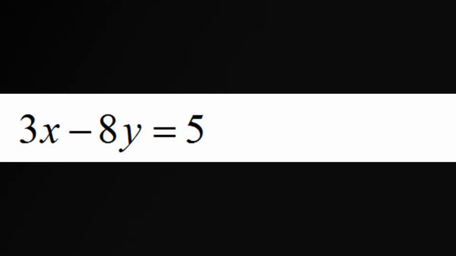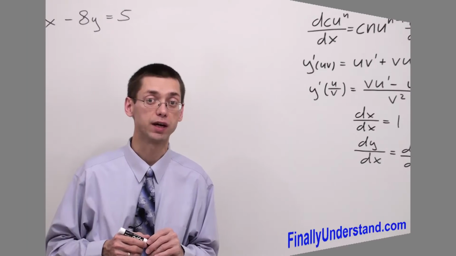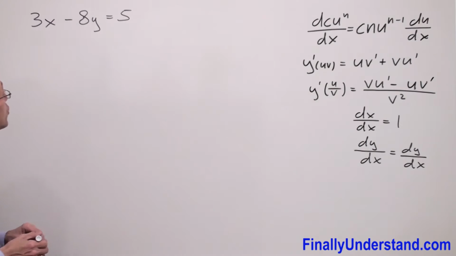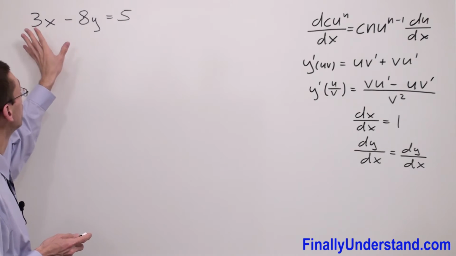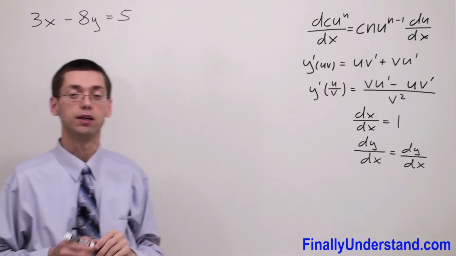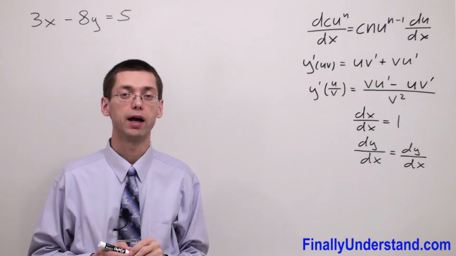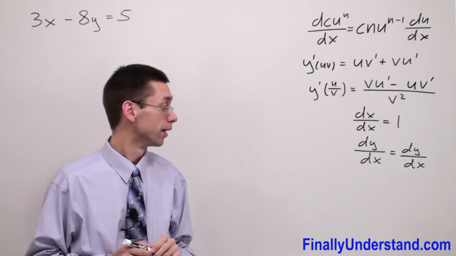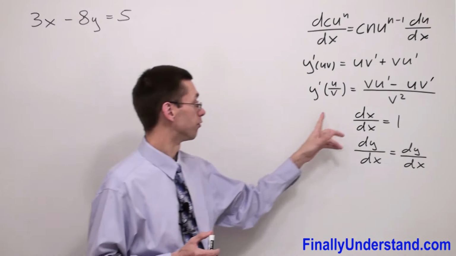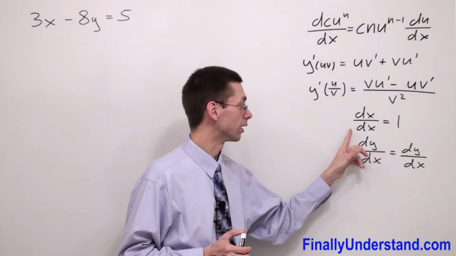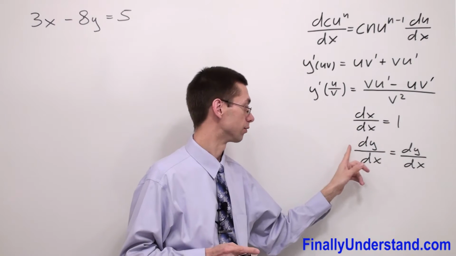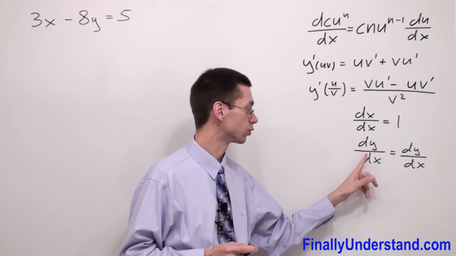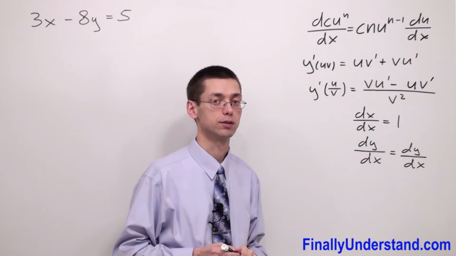On the board we have the implicit relation. In order to find the derivative of an implicit relation, you're supposed to take the derivative of both sides of the equation and find the derivative of y with respect to x. Keep in mind that the derivative of x with respect to x is equal to 1. The derivative of y with respect to x is dy over dx.